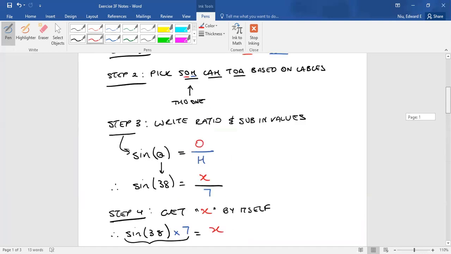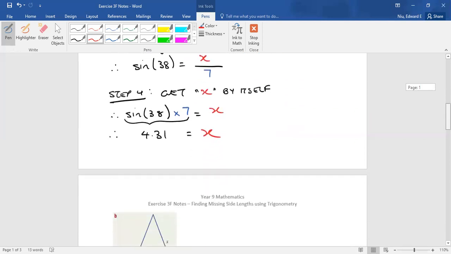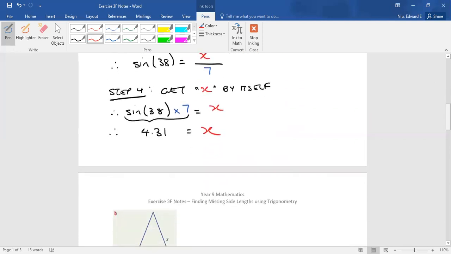All right, 4.31 is this value here. Usually they'll tell us centimeters, meters, kilometers. Unfortunately here they didn't give us a unit, which is pretty clumsy of Cambridge. But that's the answer for the first one.